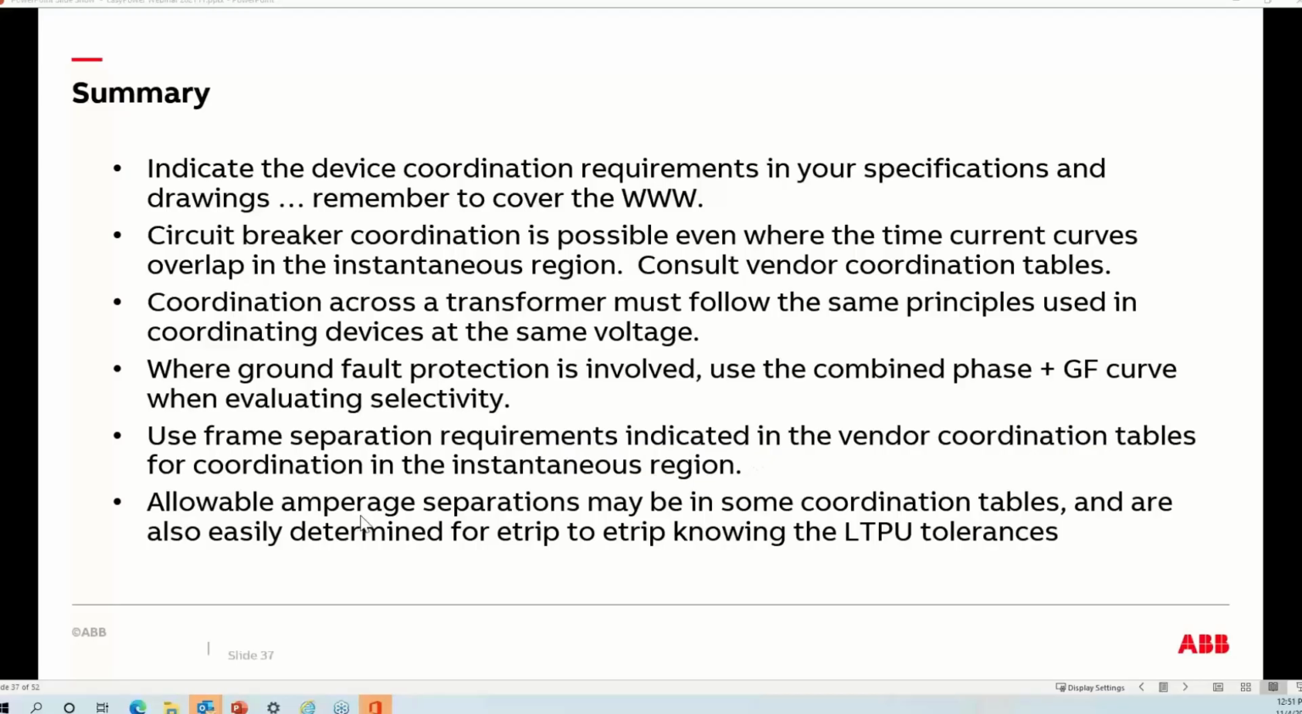And then in the area of amperage separation, remember you can provide amperage settings on multiple frames. The amperage settings will be documented in some tables, not all, but can also be easily determined, especially for the E-trip to E-trip, by just knowing the long time pickup tolerances involved.